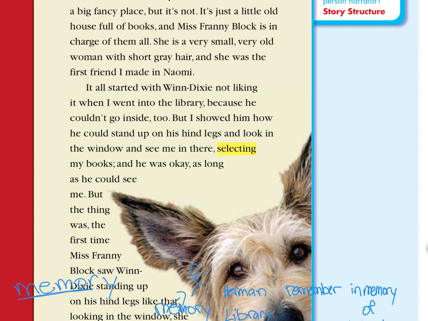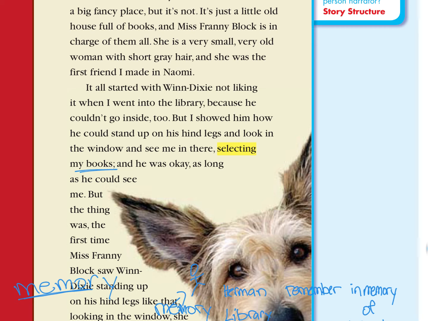I'm going to pause there and go back to those context clues. I'm noticing right in front of the word selecting, it says selecting my books. I think my books is a clue. Doing something to my books. And I'm thinking about times that I've been to the library. I always check out or get a book or choose a book. So I'm going to activate what my experiences are. We call that our schema.